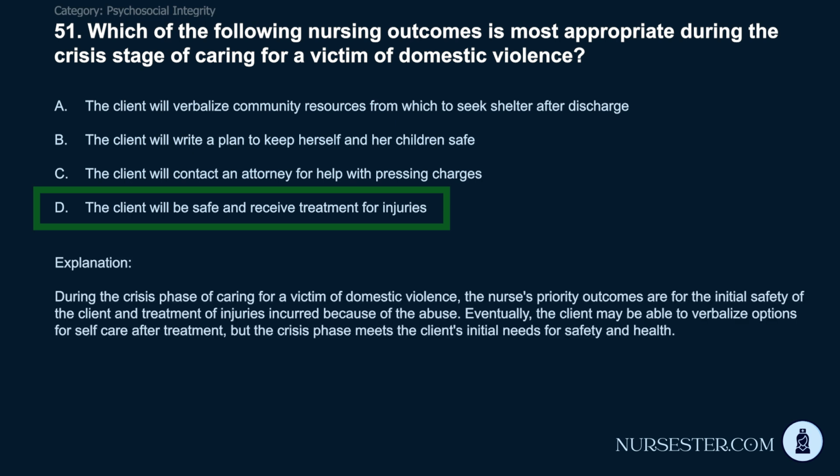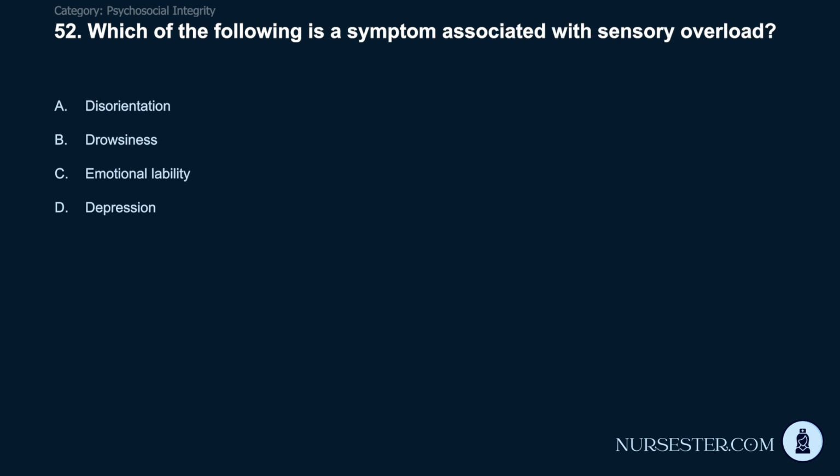During the crisis phase of caring for a victim of domestic violence, the nurse's priority outcomes are for the initial safety of the client and treatment of injuries incurred because of the abuse. Eventually, the client may be able to verbalize options for self-care after treatment, but the crisis phase meets the client's initial needs for safety and health.